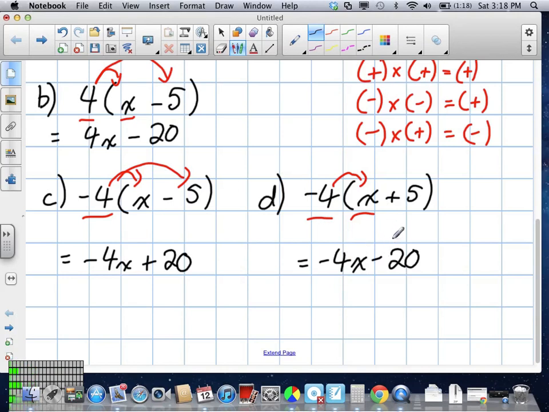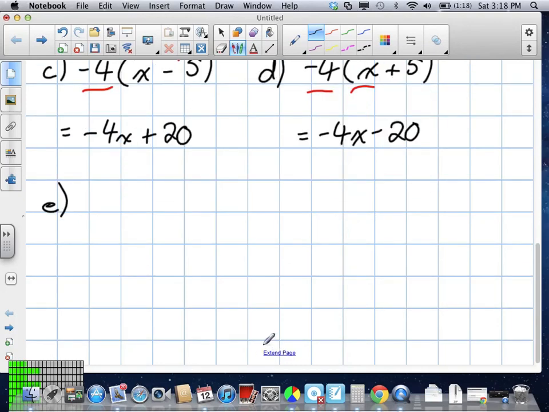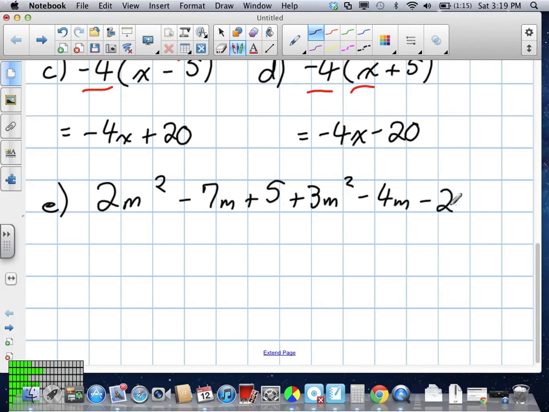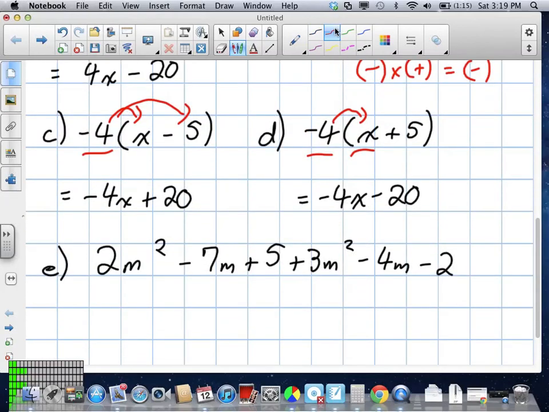That's with multiplication. Now, E on your quiz. Only reason I got this right is because my teacher let this girl help me, because I was just so lost. Okay. 2m, 7m plus 5 plus 3m squared minus 4m minus 2. So, a difficult question. Again, we need to think of BEDMAS. Before we do any of this expanding and simplifying, we're going to talk about BEDMAS.